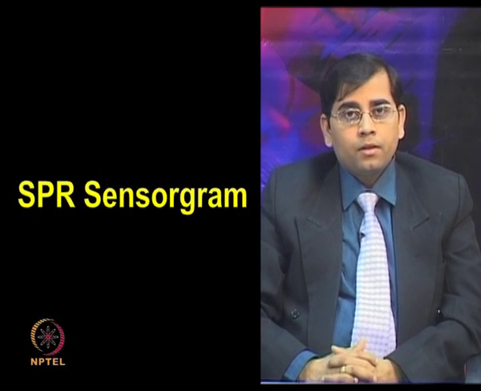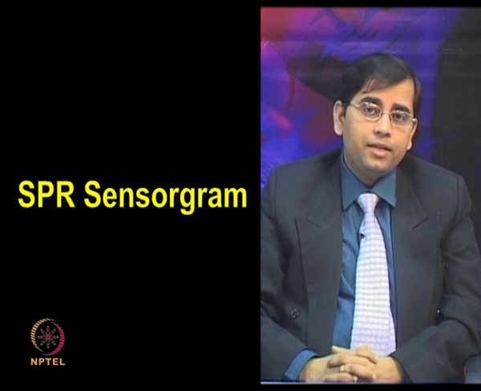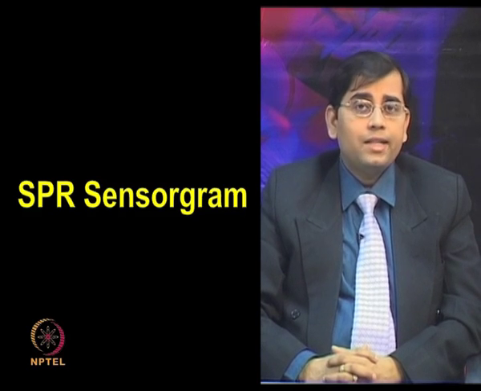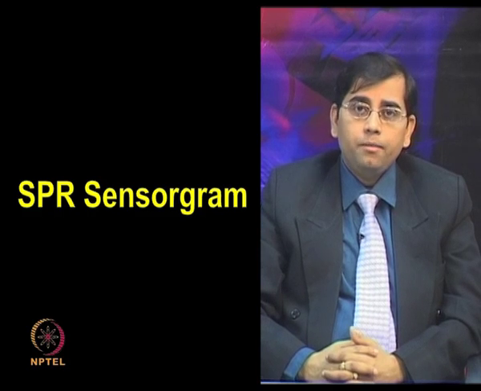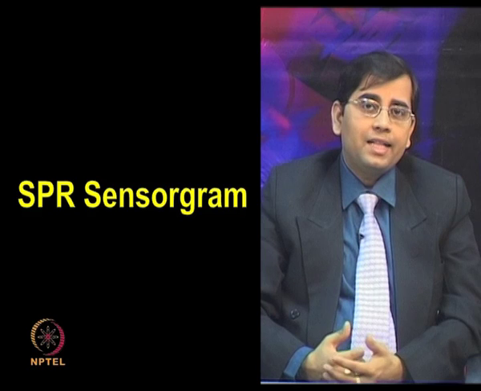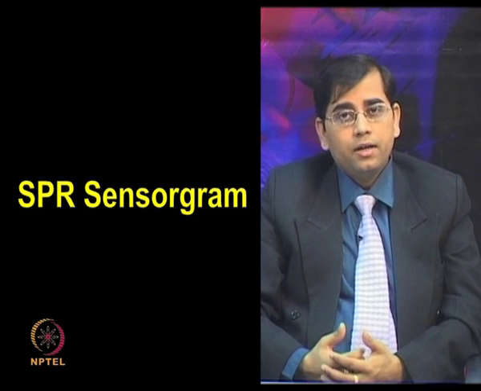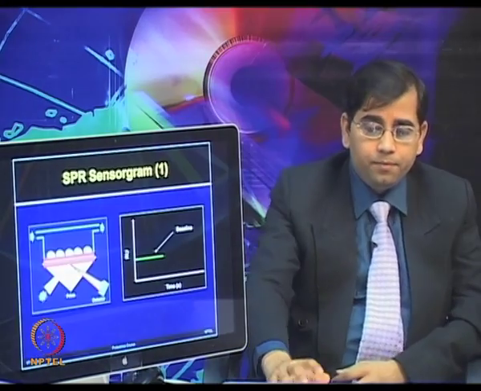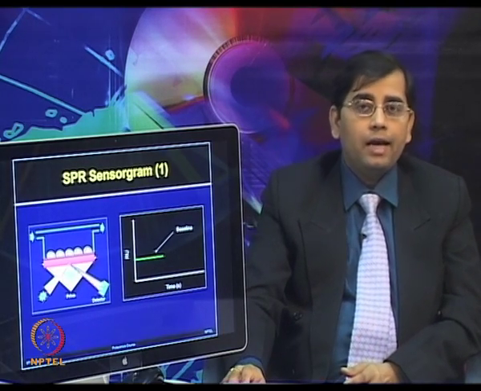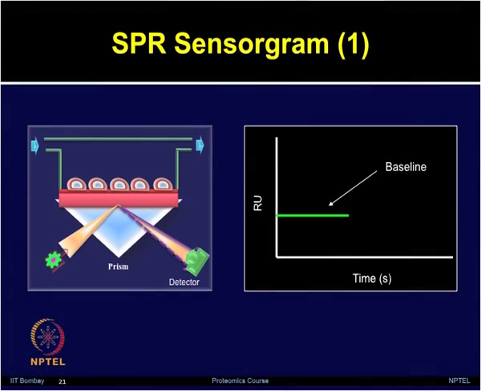Let us now talk about SPR sensorgrams. The sensorgram describes the changes in SPR signal versus time. As molecules bind and dissociate from the sensor surface, the resulting change in resonance signal creates sensorgrams. Let us look at the various steps involved in SPR sensorgrams. As you can see in the slide, initially you have a prism, a light source, a gold slide, and your proteins or antibodies are immobilized on the surface.